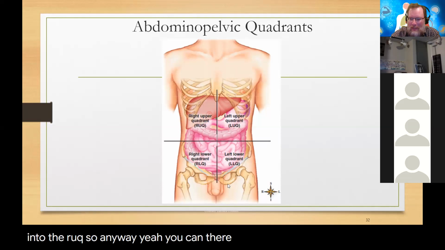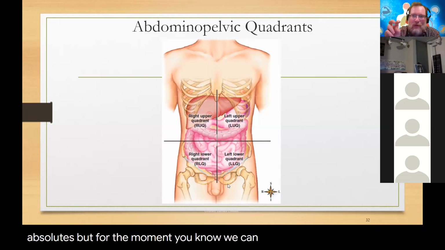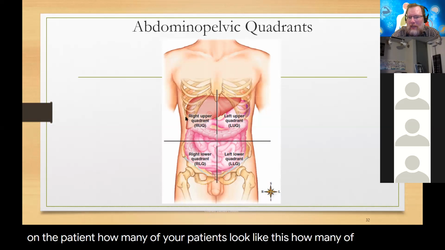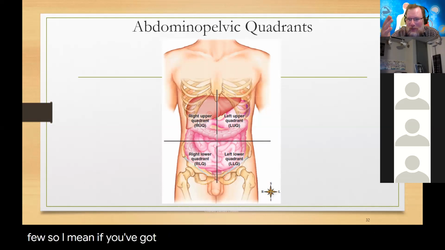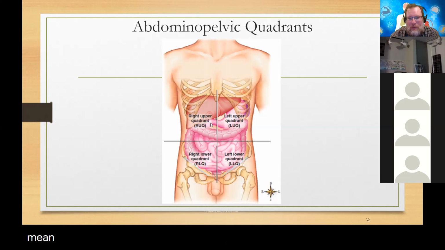The thing about medicine is that in a lot of ways, the absolutes are minimal. There aren't a lot of absolutes, but for the most part, we can close to absolutely say that the gallbladder is going to be in the RUQ. But again, depending on the patient, how many of your patients look like this? How many of your patients' body types are this? Yeah, exactly. Very few. If you've got someone who's really petite and maybe obese, or someone who's super tall and skinny, there are so many different body types.